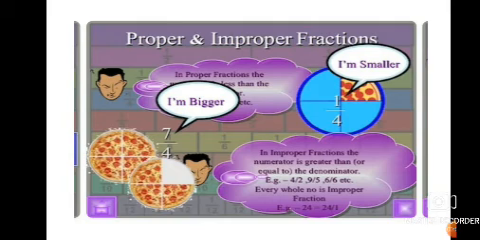Every whole number is an improper fraction. Example, 24 will give us 24 over 1. In improper fractions, the numerator is greater than the denominator, and in proper fractions, the numerator is less than the denominator, i.e., the denominator is greater than the numerator. Okay, for example, here, this one, and here, this one.